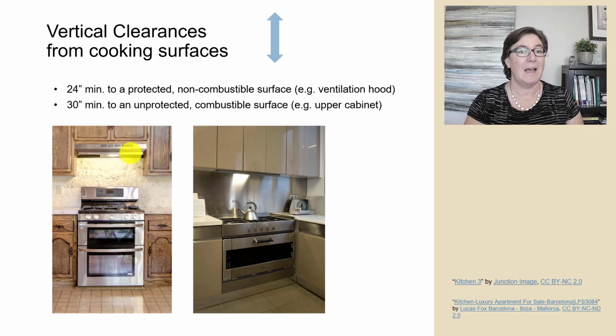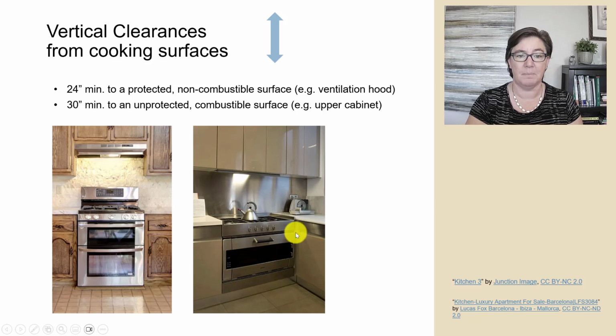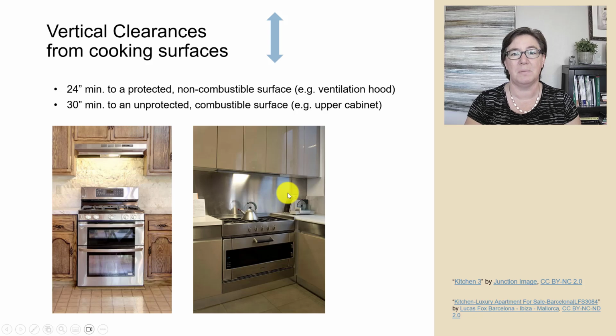If you're going to have anything else above your range, something unprotected, a combustible surface, for example, an upper cabinet with no hood, you would provide at least 30 inches. Now, over here on the right-hand side, I've got an example that's a little tricky, because you would think they're too close to these upper cabinets, but it turns out that there is a recessed hood hidden in here, and that is indeed a non-combustible surface.